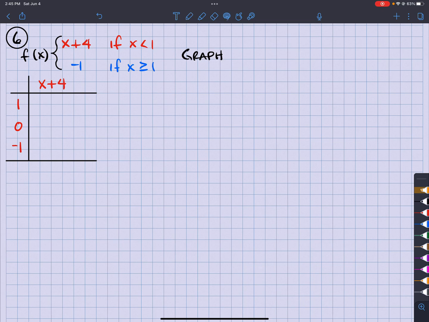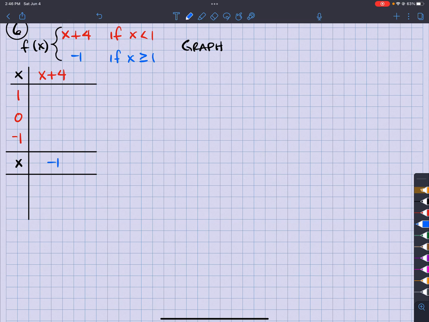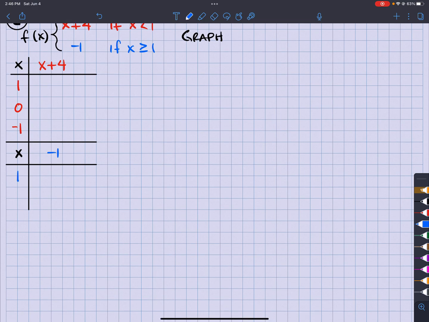And then what I'm going to do is extend this down as well. And I'm going to go ahead and use the second equation, which is -1. Well, where is that going to be? So let me see here. With the critical points, it is greater than 1. So I'm going to start at 1, greater than or equal to 1, sorry. So 1, 2, and 3.